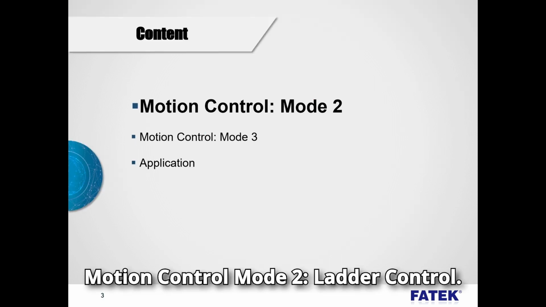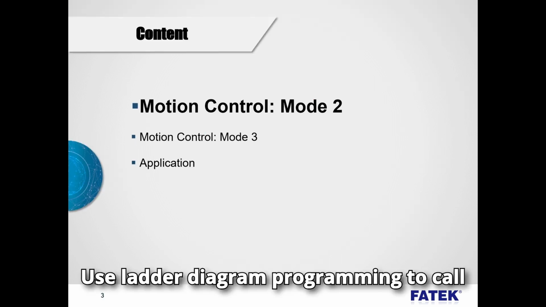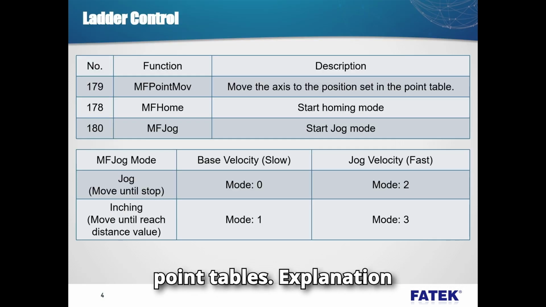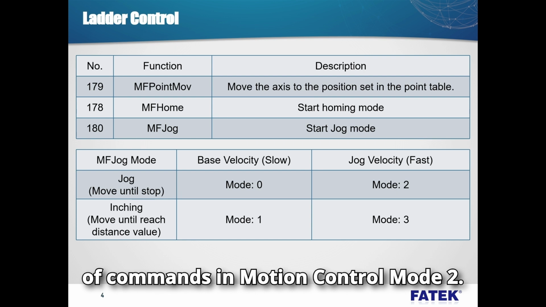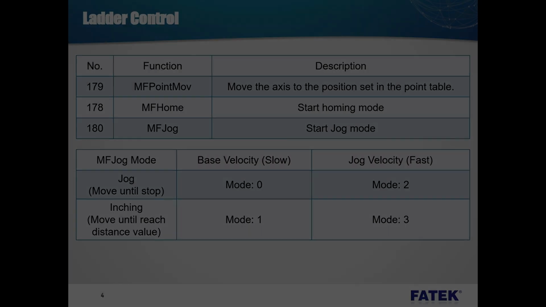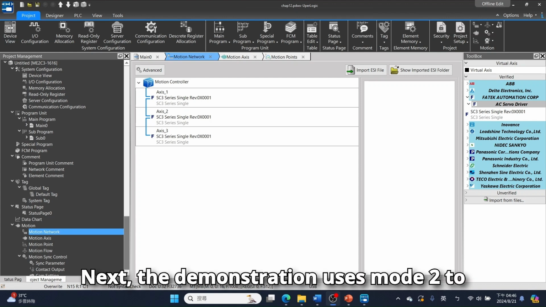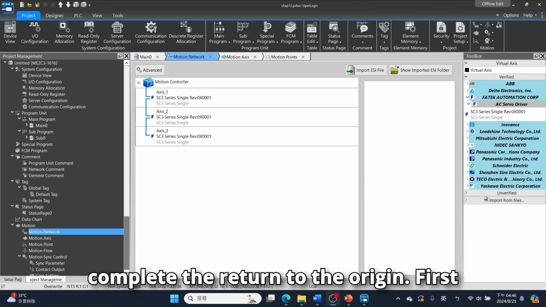Motion Control Mode 2, Ladder Control, uses ladder diagram programming to call point tables. Explanation of commands in Motion Control Mode 2. Next, the demonstration uses Mode 2 to complete the return to the origin.